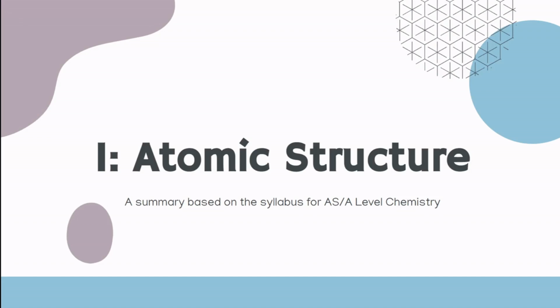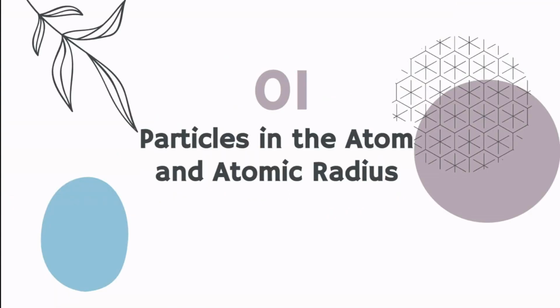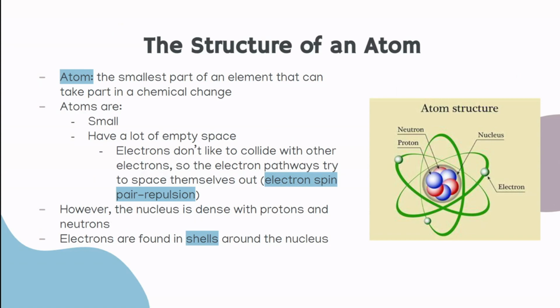Hello. We'll be doing some chemistry today, starting the first chapter, atomic structure. We're going to organize this into 4 different parts, starting with the particles in the atom and atomic radius.